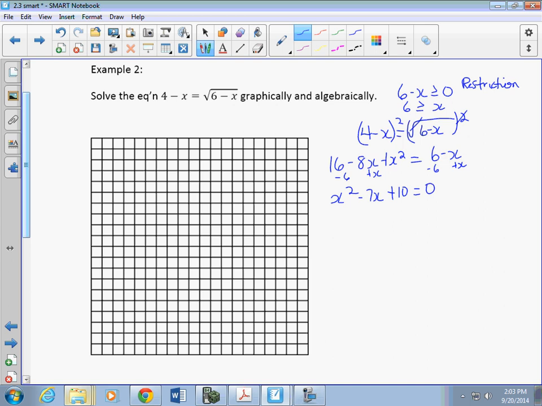You can use the quadratic formula, or when it's easy to do, you do factoring. So this is just product and sum. I need numbers that multiply to 10 and add to negative 7, so that's negative 5 and negative 2. So I have x minus 5 times x minus 2 equals 0, so x is equal to 5 when I solve that, and x is equal to 2. X minus 5 equals 0, x equals 5, so that's where I got that from.